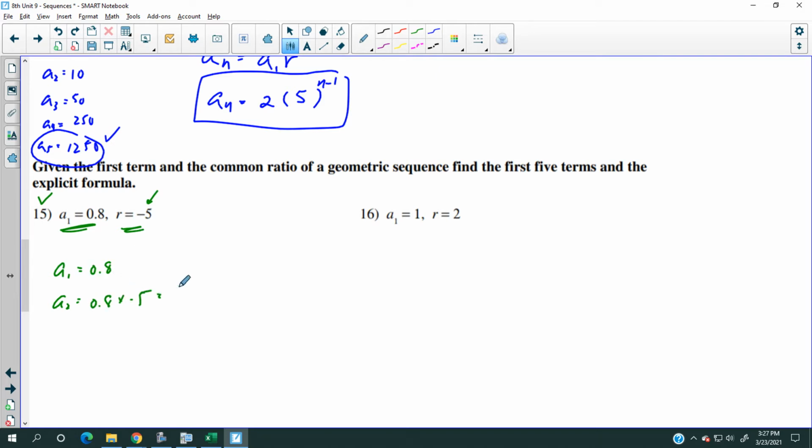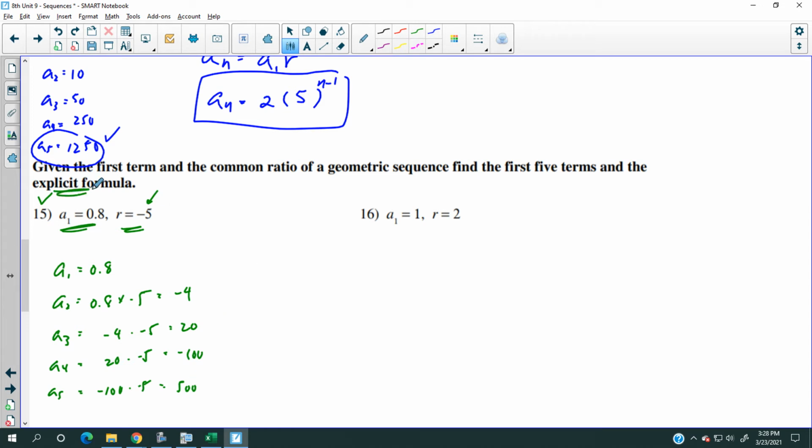By the way, if you want to pause and just do it, you can. You don't always have to wait for me. That's -4, that's right. a3 would be -4 times -5, that's positive 20. The fourth term is 20 times -5, that's -100. And the fifth term is -100 times -5, that's 500. I'm just double checking. Yeah.